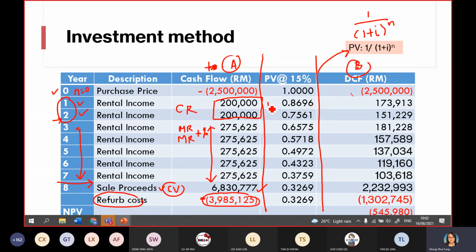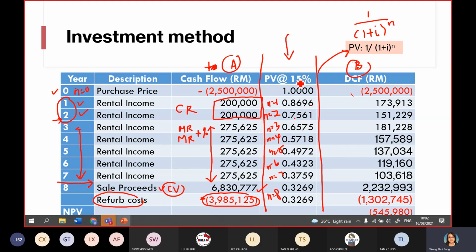If n here, n equals 1. If n here, n equals 2, 3, 4, 5, 6, 7, 8. So the n is not fixed. It depends on which year. If at year 2, then your n equals 2. Okay, then the target you use is 15%.